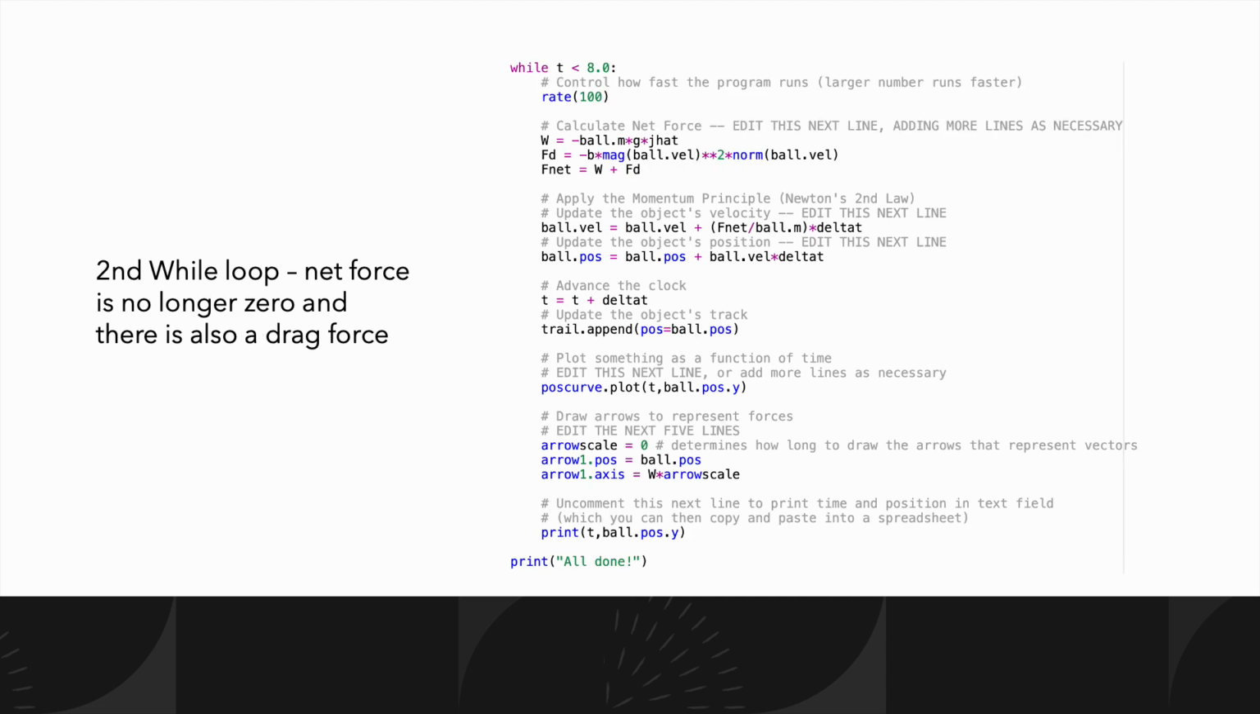So this is the second while loop when the top of the slinky reaches the bottom and the slinky starts falling down. So the net force is no longer 0, and there's also a drag force with the force of gravity. So the net force is the weight plus the drag force, and we also use the velocity and position update formulas to track the position and velocity of the slinky over time.